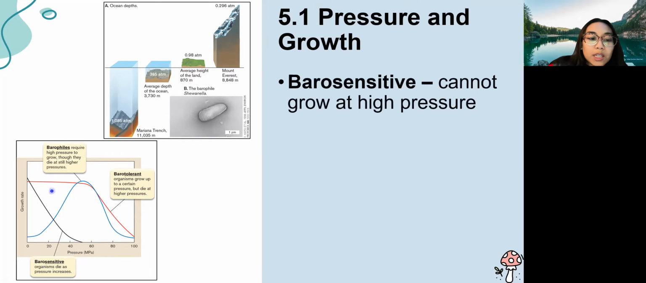So we have the barosensitive. So down here are these organisms called barosensitive. That means that they cannot live in high pressure. So notice that they prefer low pressure. And then as you increase the pressure, it gets crazier and crazier. So actually, it's starting to bother me. I need to figure out the conversion between megapascals and ATM, because it just doesn't make sense.